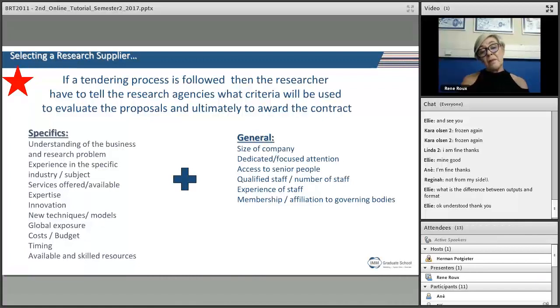And then, as I said, the members' affiliation to any governing bodies. Because will you ultimately have recourse if something goes wrong? Will you have the insurance that they will follow the right protocol, adhere to the highest standards possible when they conduct your research project? So these are the things that you will really use to evaluate a research proposal and the research agency with it, and that you will use to ultimately award the research contract to.